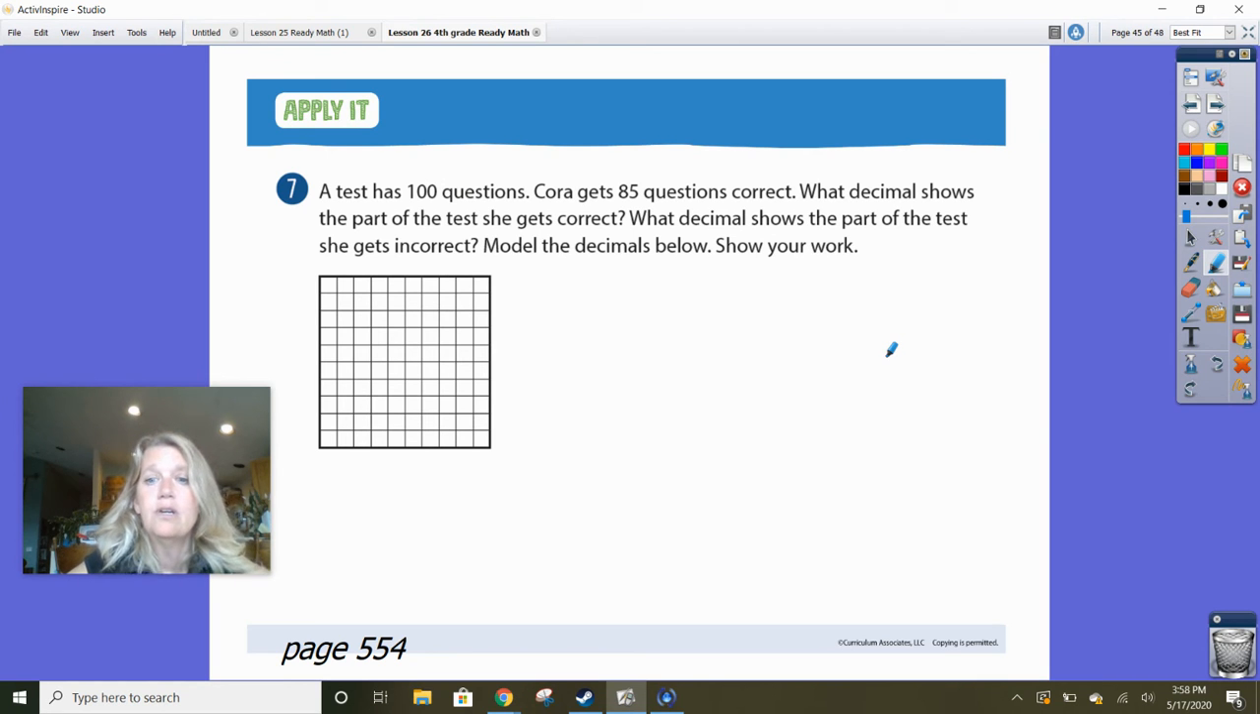All right, so this is about a test. And let's see what we're trying to find out. A test has 100 questions. Cora gets 85 questions correct. What decimal shows the part of the test she gets correct? So that's one thing we're trying to find out right there. And then we need 2 decimals. What decimal is correct? And then a decimal for incorrect. And then we have to model.